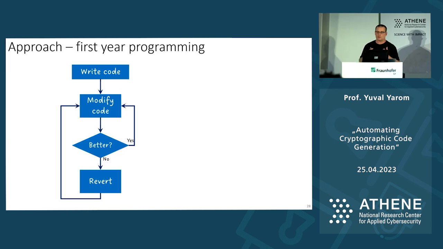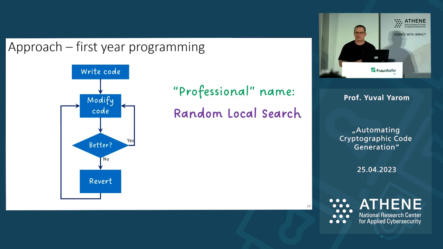And what we are trying to do is basically automate first-year students. I like to refer to that like fuzzing. Fuzzing, you know, it's like getting enough monkeys to type on a keyboard. We are better than monkeys. We take first-year students. Professionally, we have a name for this approach. It's called random local search. It exists in the area of evolutionary computation. There are other approaches, but this is the one that we chose.